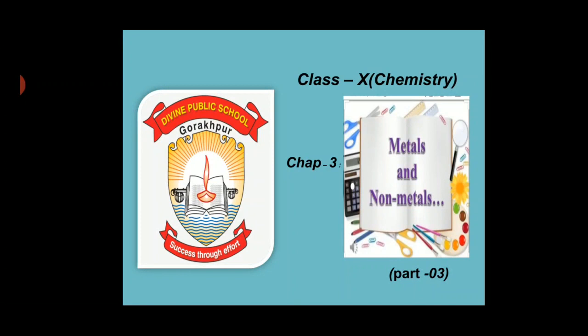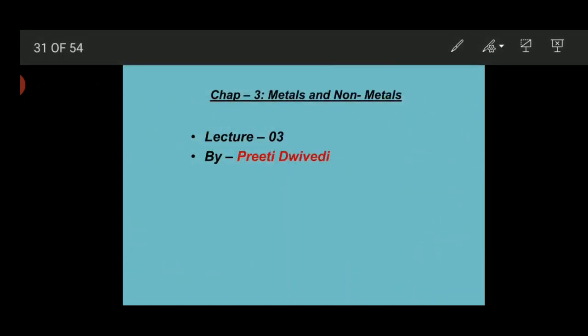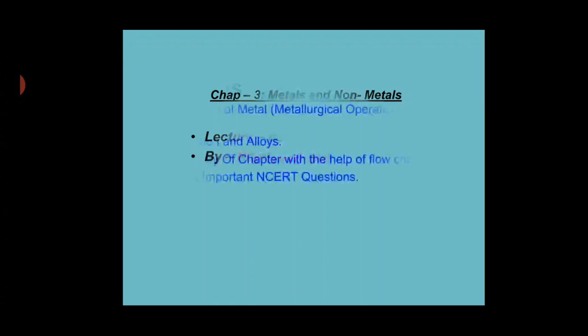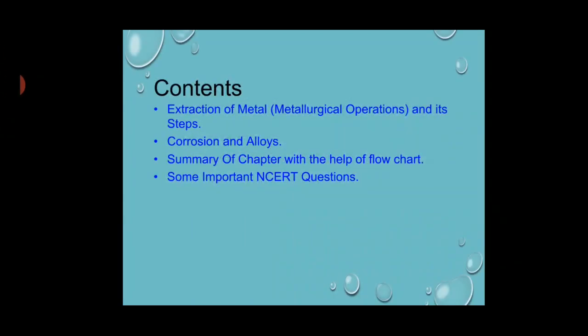This video is the third part of my video lecture of the third chapter, that is metals and non-metals. If you recall my previously taught video, in that video we covered up to chemical properties of non-metals, characteristics of covalent compounds, and the several steps involved in the extraction process of metal. Along with that, we also discussed the different types of concentration of ores. Now, in this video, we will discuss the remaining steps of metallurgical operation.